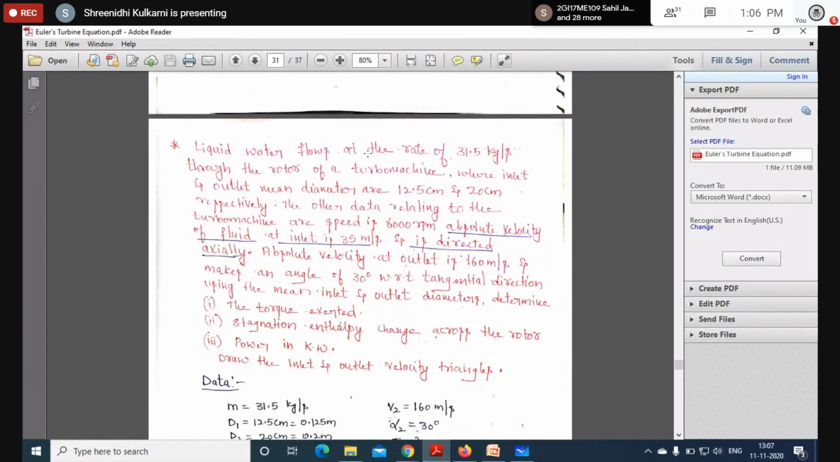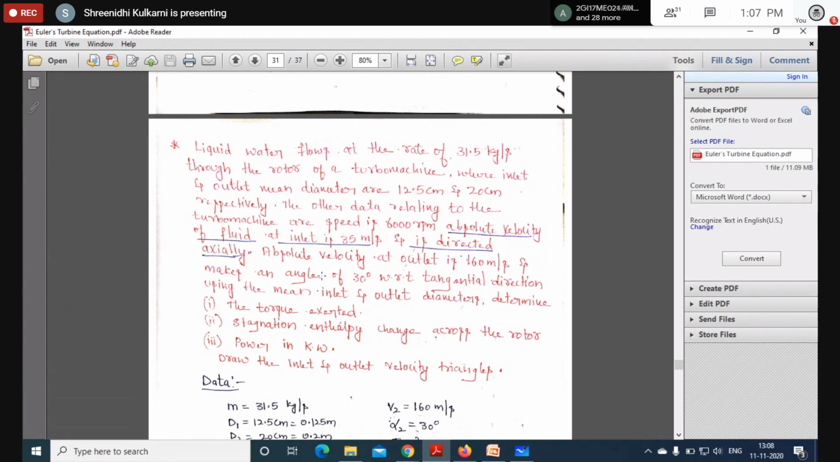Absolute velocity of fluid at inlet is 35 meter per second, and is directed axially. This is very important here. Directed axially means it is entering axially, so alpha 1 will become 90 degree. If alpha 1 becomes 90 degree, we will get Vf1 equals V1.